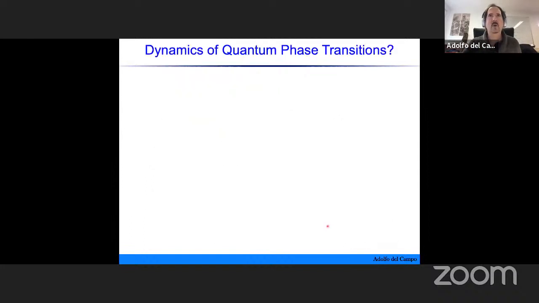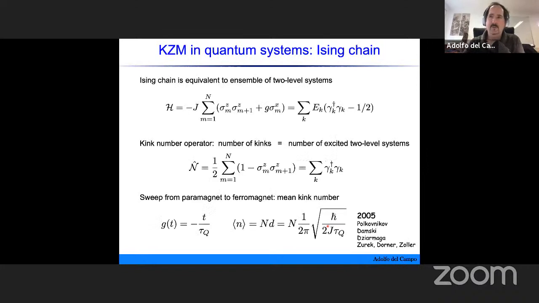And how about quantum phase transitions? Because all this was pretty classical. So, there were a series of works in 2005 by Anatoly Polkovnikov, Bogdan Damski, Jacek Dziarmaga, Wojciech Zurek, Uwe Dorner, and Peter Zoller, that using as a testbed quasi-free fermion models, in particular the transverse field Ising model, established the validity of the Kibble-Zurek mechanism in the quantum domain. How do you do that?